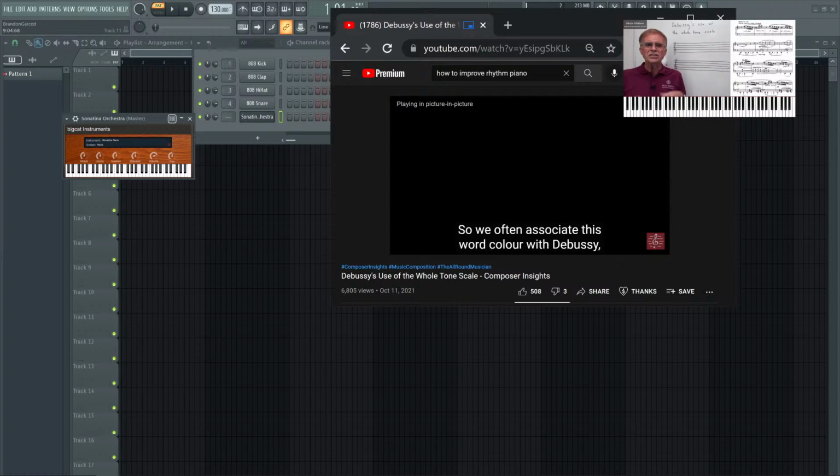So we often associate this word colour with Debussy because he's often using chords in that kind of colourful way. Chords that are often consonant but unrelated to each other. In other words, what we call non-functional harmony. But there are other things that he does as well. And that's why I thought we'd have a look at this particular piece today, Voile. And in this prelude, very famous prelude of Debussy, he uses the whole tone scale.